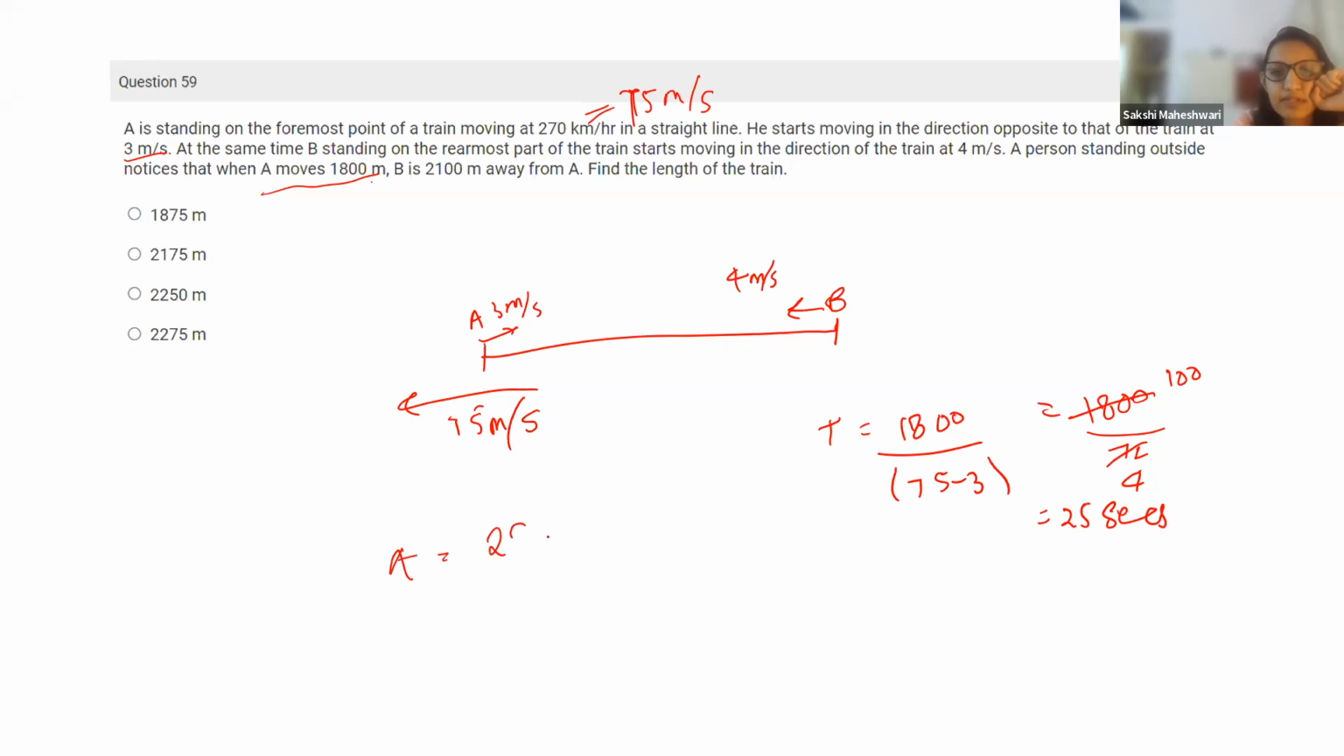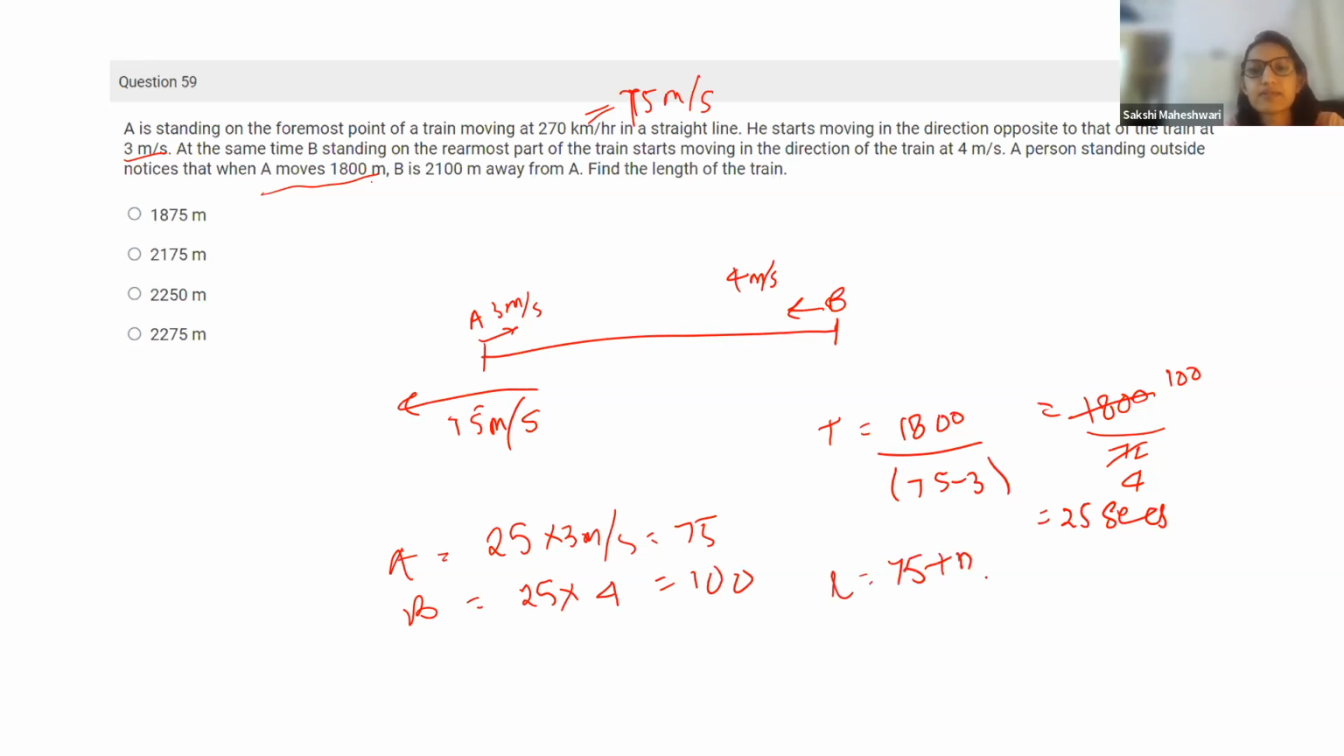So after 25 seconds, how much would A have moved? 25 into 3 meter per second, that is 75. B will be 25 into 4, that is 100. And still there is a gap of 2100 meters. So the length of the train is 75 plus 100 plus 2100 plus 100. Yes? Are you getting it? Is there any doubt?